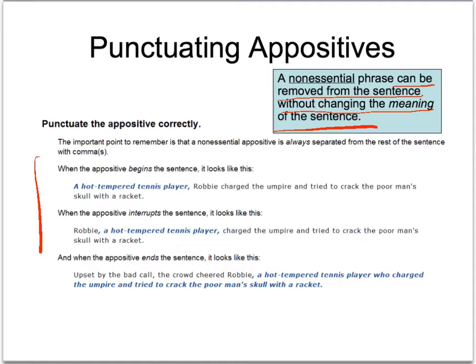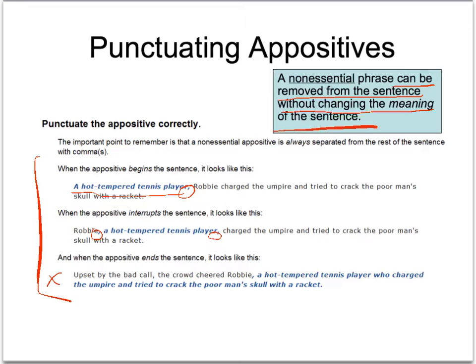We see here three different examples. We have one that comes at the beginning of a sentence. A hot-tempered tennis player, comma, Robbie charged the umpire and tried to crack the poor man's skull with a racket. Or, if it interrupts the sentence, that means it comes in the middle. Robbie, comma, a hot-tempered tennis player, comma, charged the umpire and tried to crack the poor man's skull with a racket.